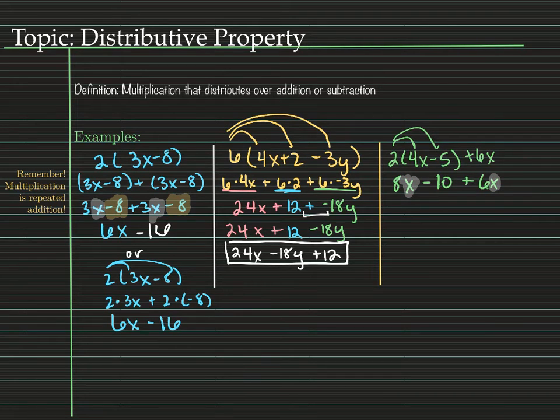Now I'm going to find my like terms. I have my 8x and my 6x. 8x plus 6x gives me 14x. And then I have my minus 10. And that is my final answer.